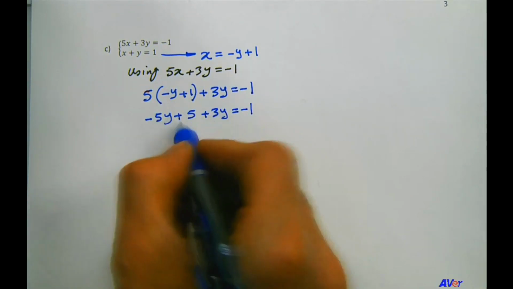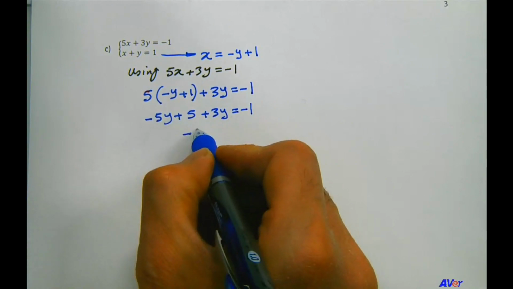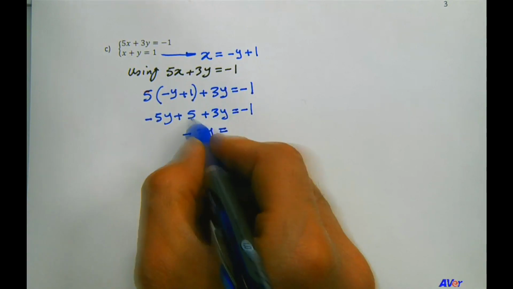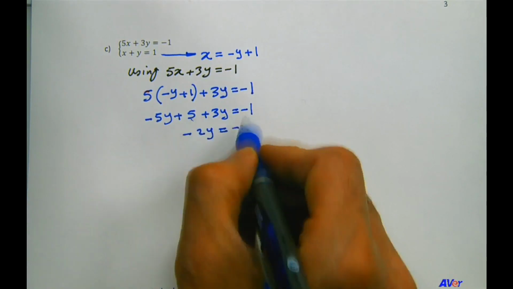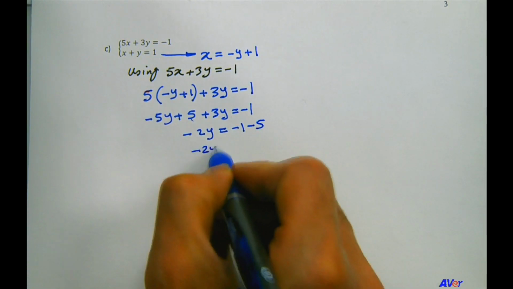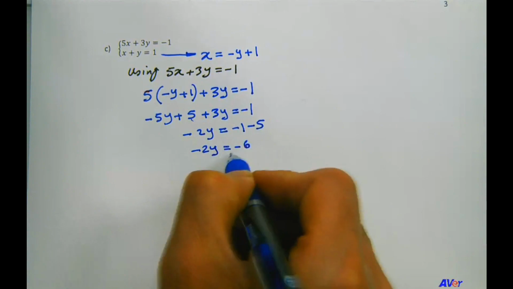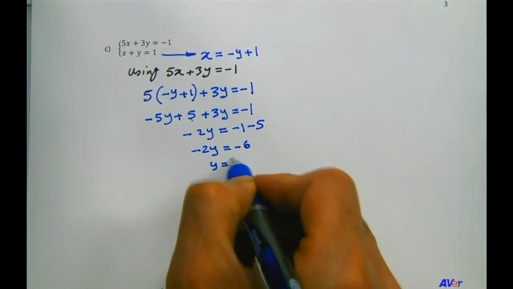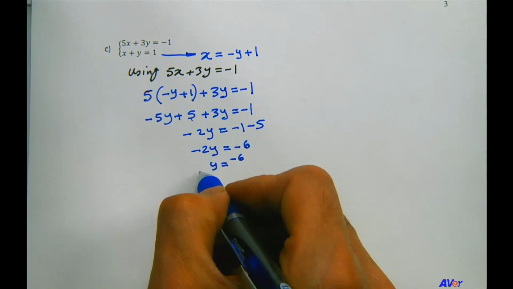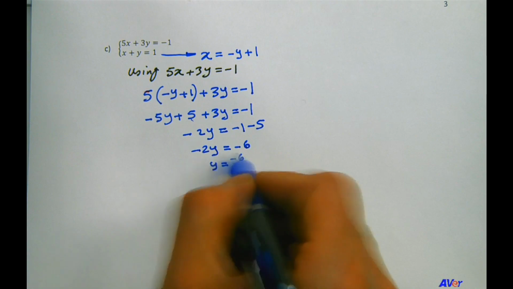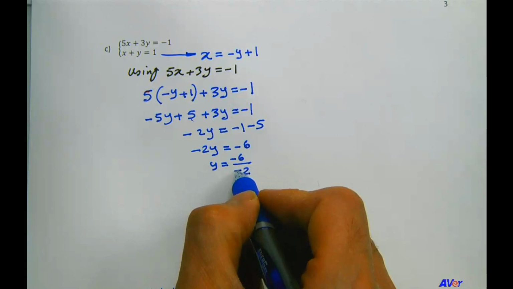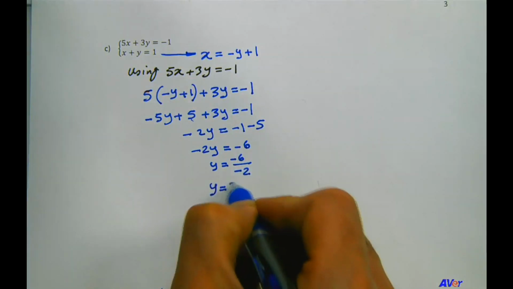Let's combine the y terms. We get minus 2y plus 5 equals negative 1. Let's move the positive 5 to the other side. It becomes minus 5. Minus 2y equals minus 6. We're isolating y because we're solving for y. So we need to get rid of the negative 2. So divide both sides by negative 2. And negative divided by negative is positive. So we end up with y equals 3.